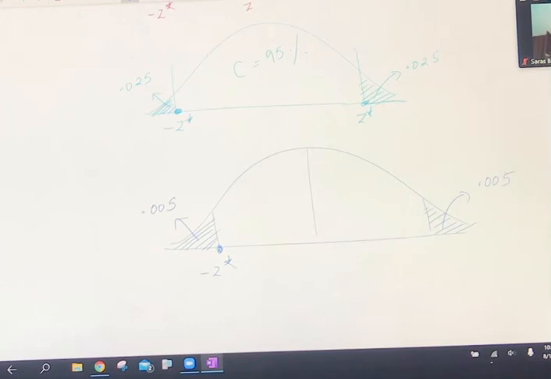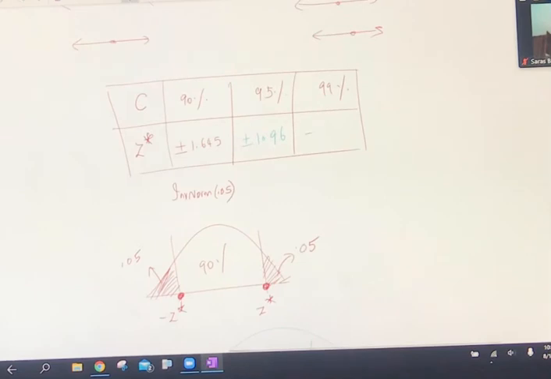I'm zooming the picture, okay? So here my C level is 99 percentage. So when the middle 99 percentage is calculated, you're getting the points, which are going to be the negative Z star and then the positive Z star. Okay, so this is inverse norm. Inverse norm 0.005 is going to be equal to negative 2.576, and this number is a positive 2.576, which is the mirror image. All right. So I'm going to complete my table, which is plus or minus 2.576.